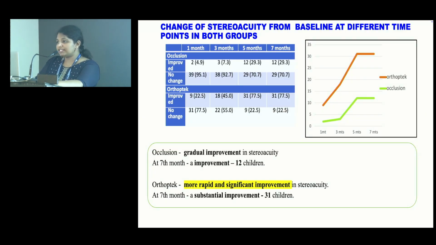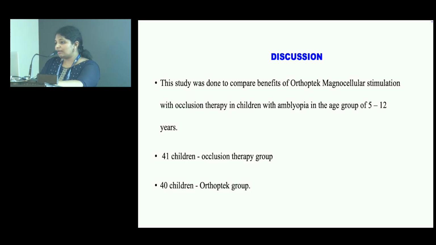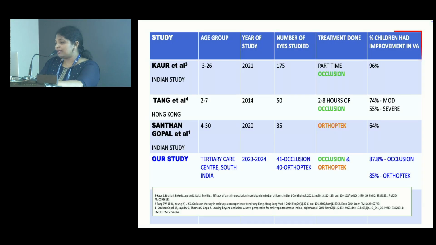Now, change of stereo acuity from baseline at different time points in both groups showed that the occlusion group had a gradual improvement in stereo acuity, and the orthoptic group had a more rapid and significant improvement. Comparing the stereo acuity between the 2 groups, the improvement in the orthoptic group was statistically significant compared to the occlusion group. The study was done to compare benefits of orthoptic magnocellular stimulation with occlusion therapy in children with amblyopia in the age group of 5 to 12 years. The percentage of children having improvement in visual acuity in our study was 87.8% in the occlusion group and 85% in the orthoptic group.